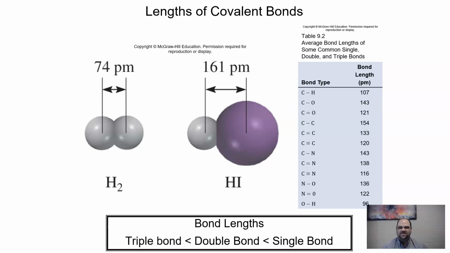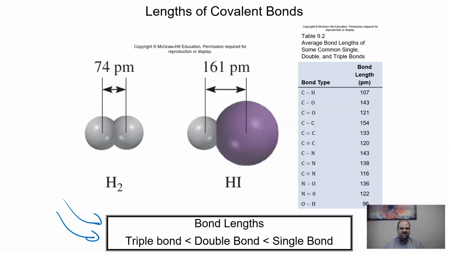When we look at the lengths of covalent bonds, it has to do with the radius of those atoms, but it also has to do with how many pairs of electrons they share. The more sharing that happens, the closer those atoms have to be to one another. And so when we look at bond lengths, the thing that I want to draw your attention to is this box here at the bottom.